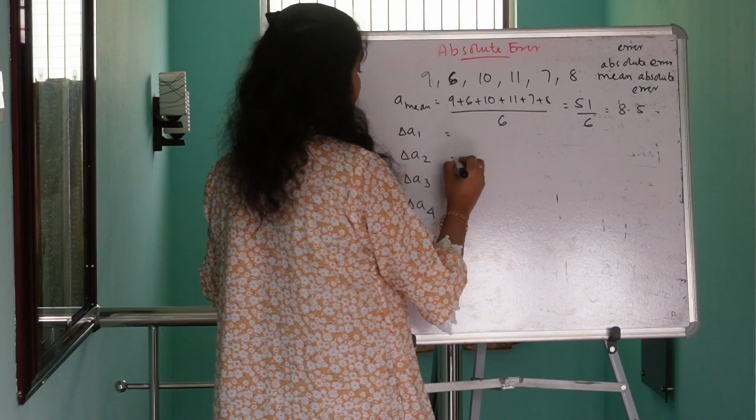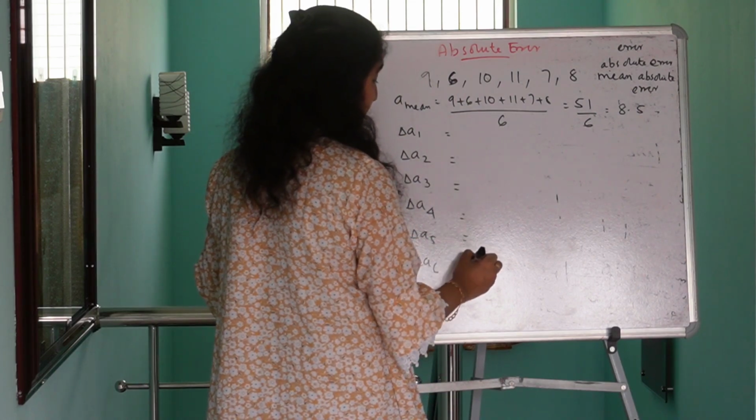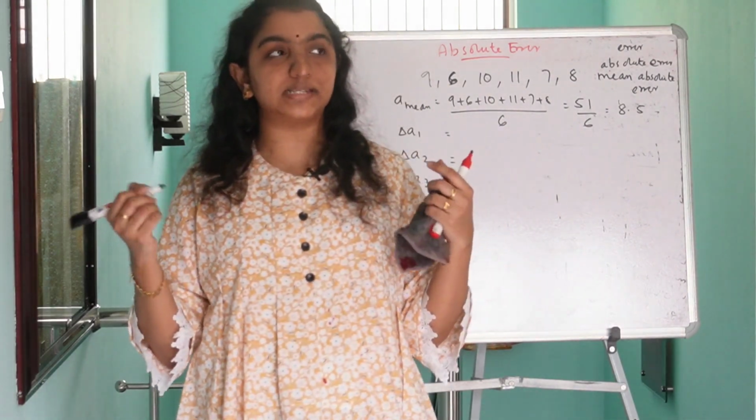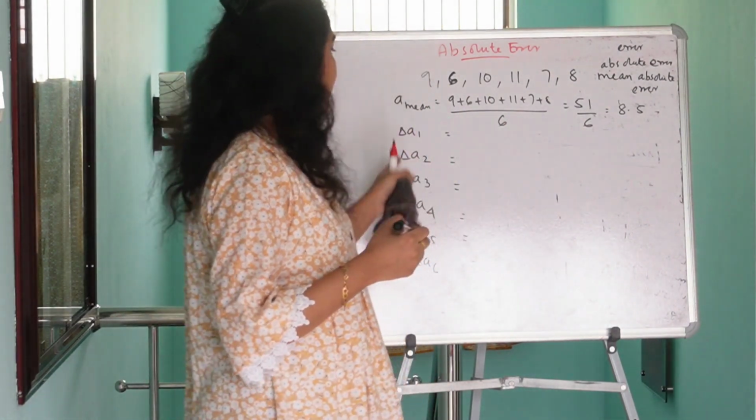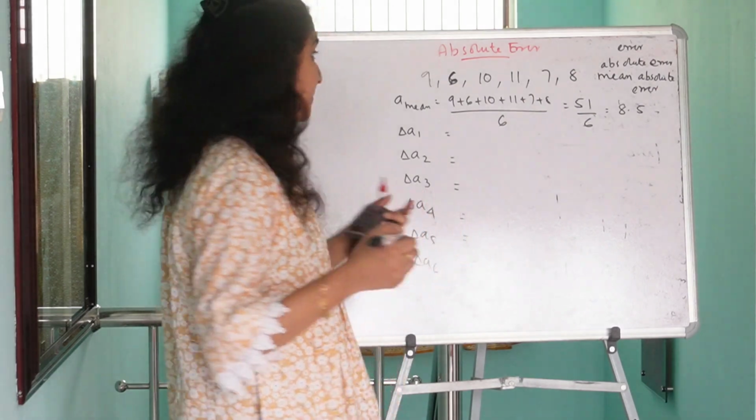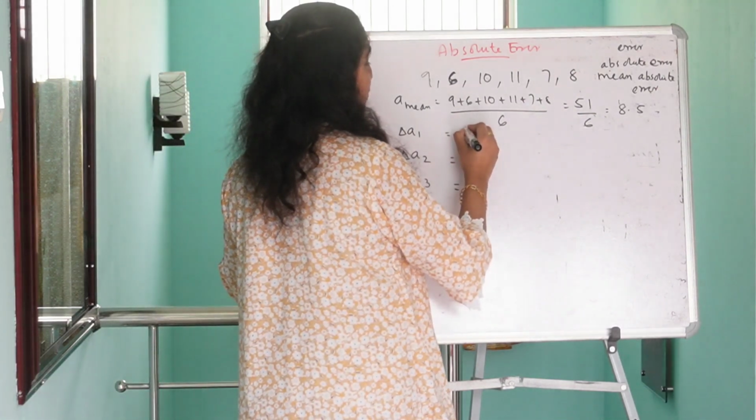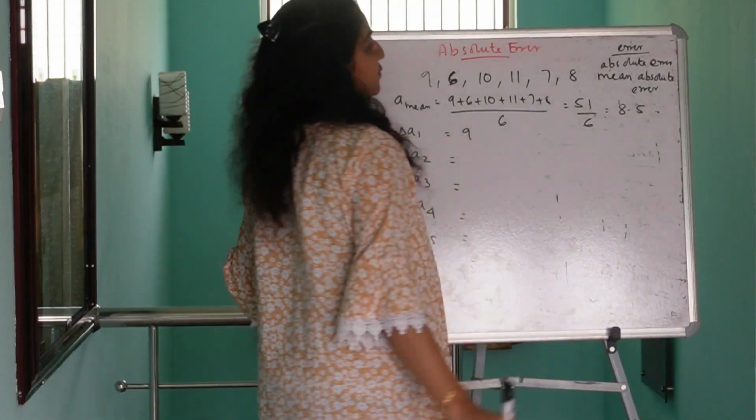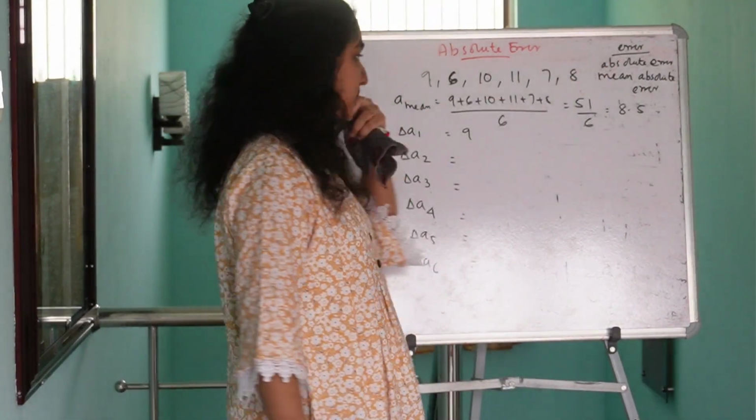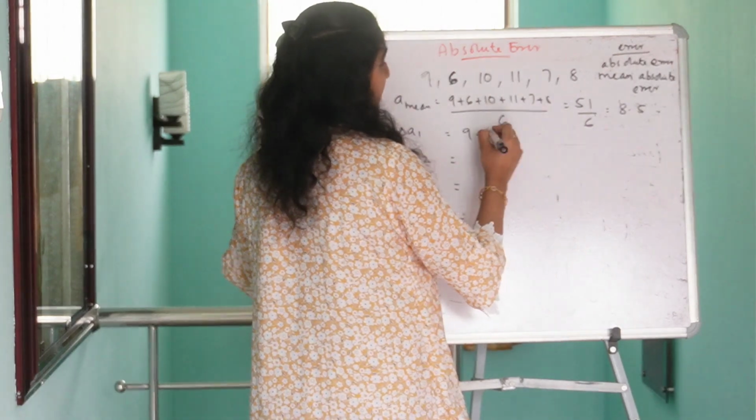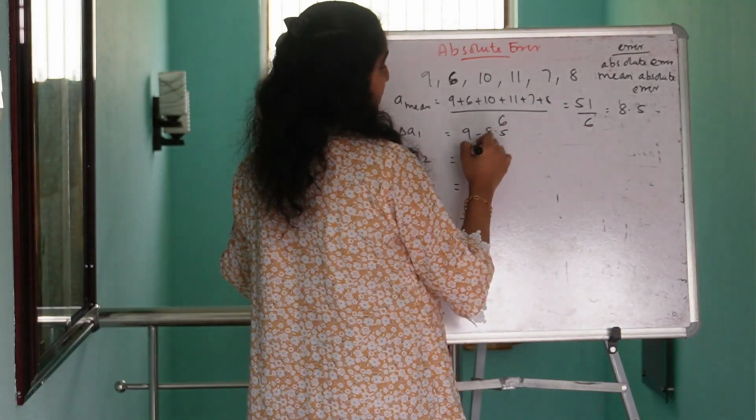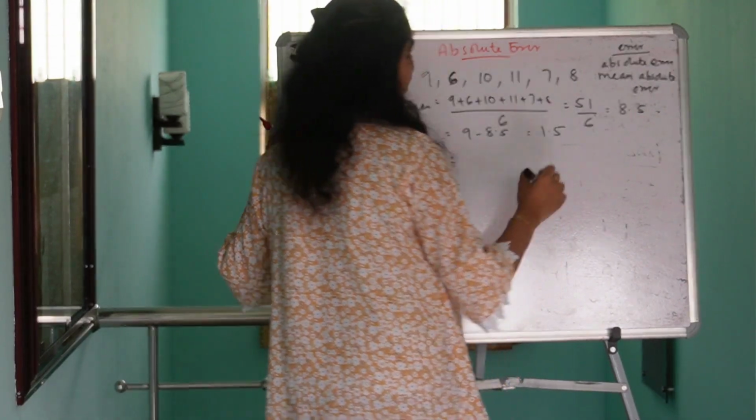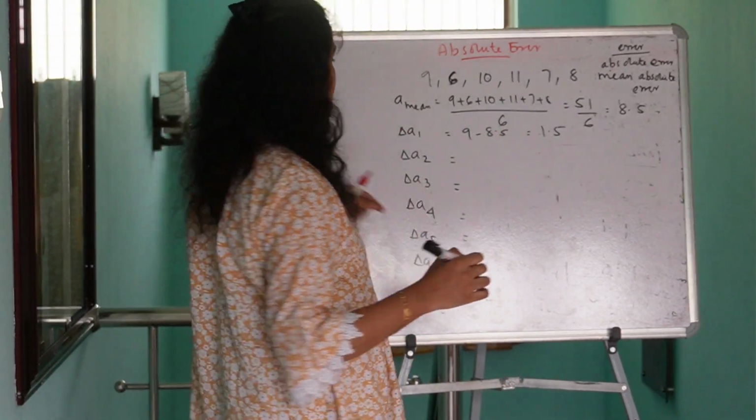Here instead of using the letter A, you can use any letter. So for my convenience, only for my convenience, here I use the letter A. So del A1 is equal to, I'm going to find simple error and not absolute error. So here I have to consider the sign of the errors also. So first one is 9 minus 8.5. The value 9 is greater than 8.5, so I got a positive error.